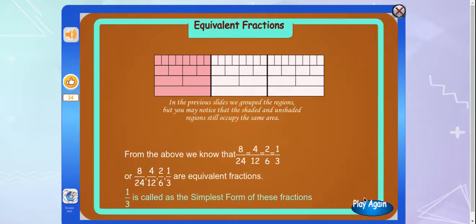So let's click on the next button. Again, all these things are equivalent fractions. But one thing to notice is beyond this 1 upon 3, I don't have any way of combining boxes, right? So we call this the simplest form of the given fraction. Okay. So why don't you go ahead, play this again and just understand the meaning of equivalent fractions.